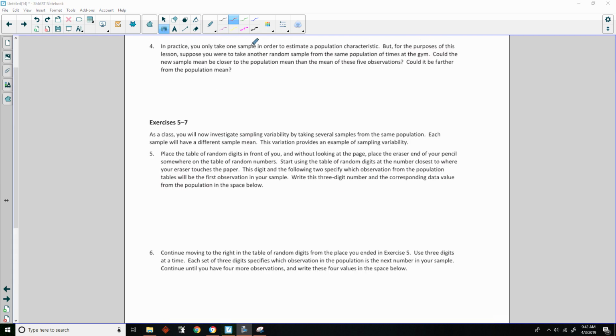Number 4 says, in practice, you only take one sample in order to estimate a population characteristic. But for the purpose of this lesson, suppose you were to take another random sample from the same population of times at the gym. Could the new sample mean be closer to the population mean than the mean of these 5 observations? And could it be further from the population mean? So what they're saying is, if we had this here and the actual mean, the population mean, that's the mean of the population.